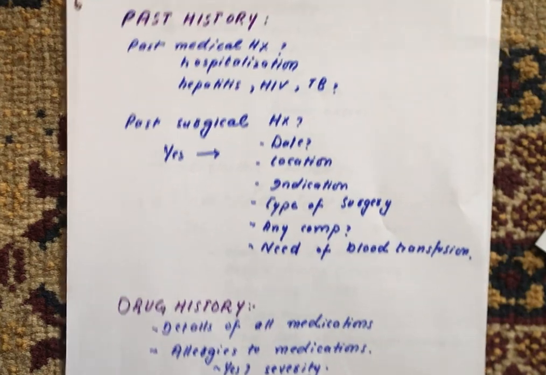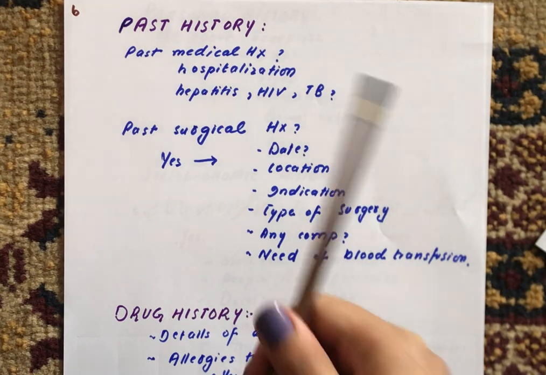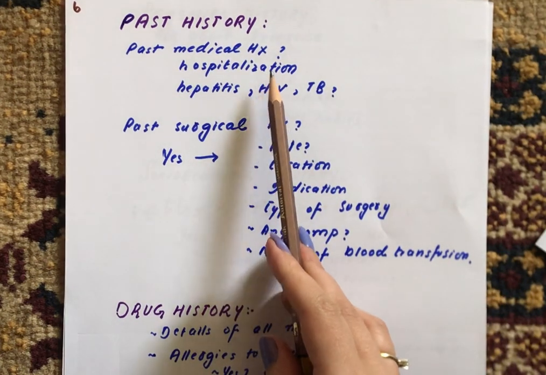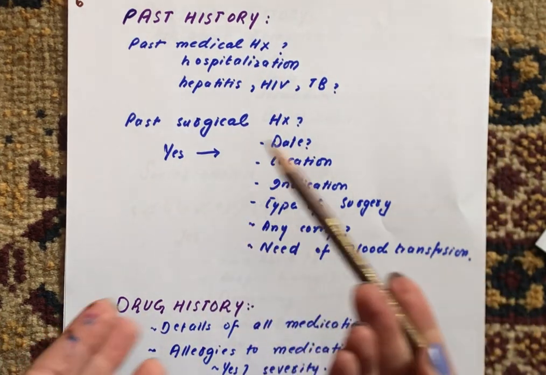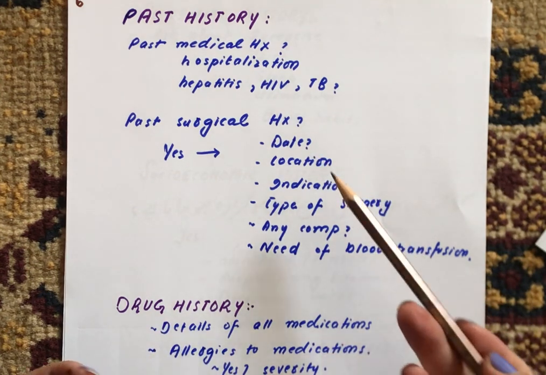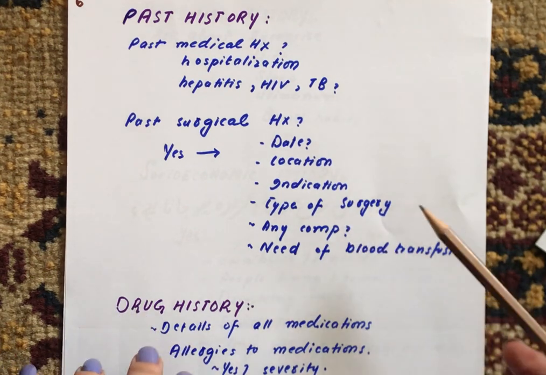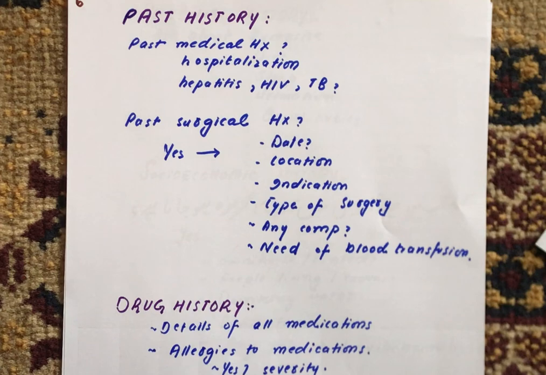Past history. In past history, you ask about past medical history and past surgical history. Was the patient previously hospitalized? Does the patient have any history of hepatitis, HIV, TB, or is taking any kind of treatment in the past years? Past surgical history. If yes, then what was the date? What was the location? Why was the surgery done? What was the type of surgery? Any complications during the surgery? And was there any need of blood transfusion?